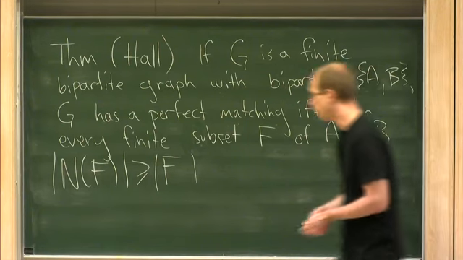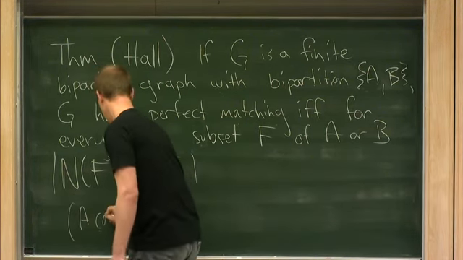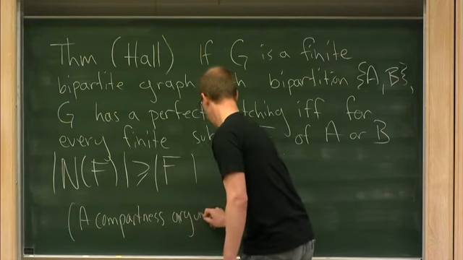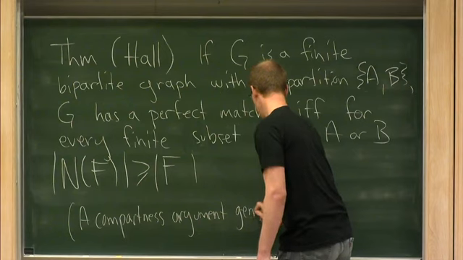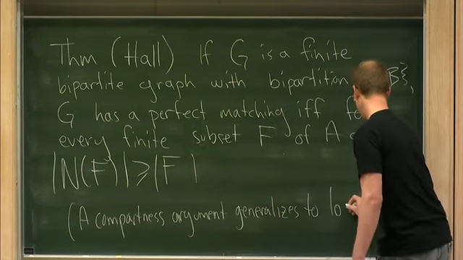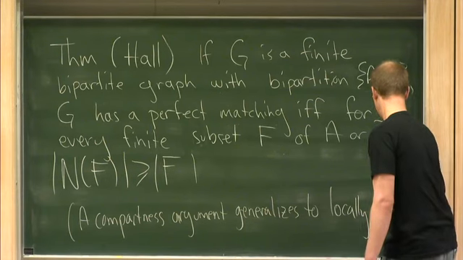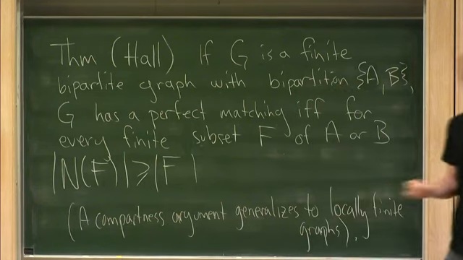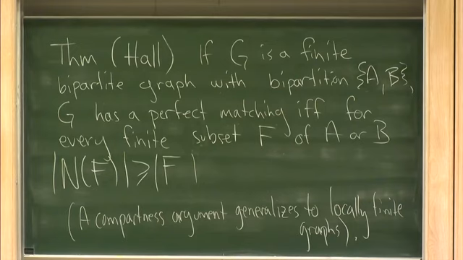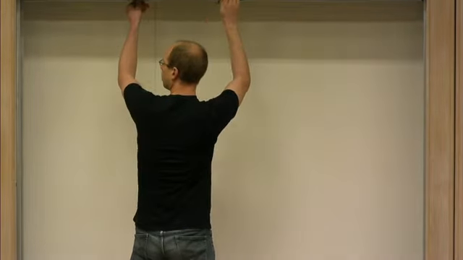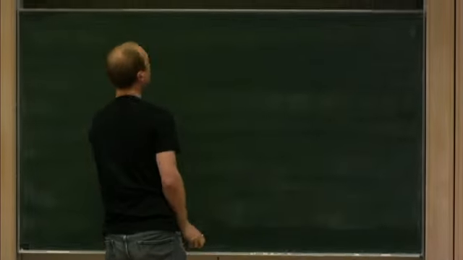And a compactness argument, as I said, generalizes the theorem to locally finite graphs. So here, by a locally finite graph, I mean that every vertex has finitely many neighbors.